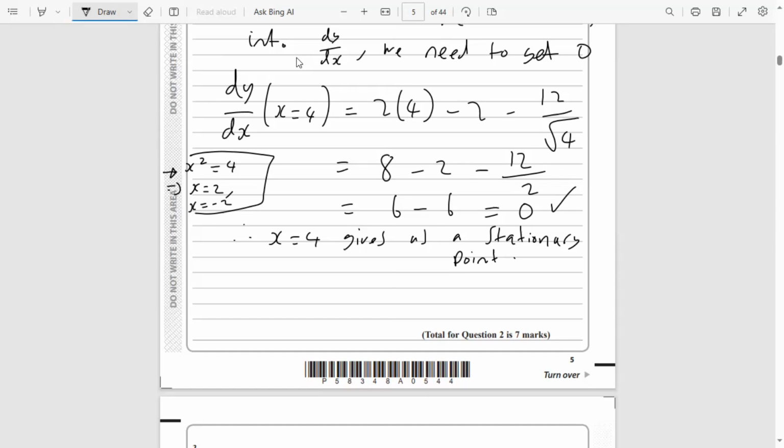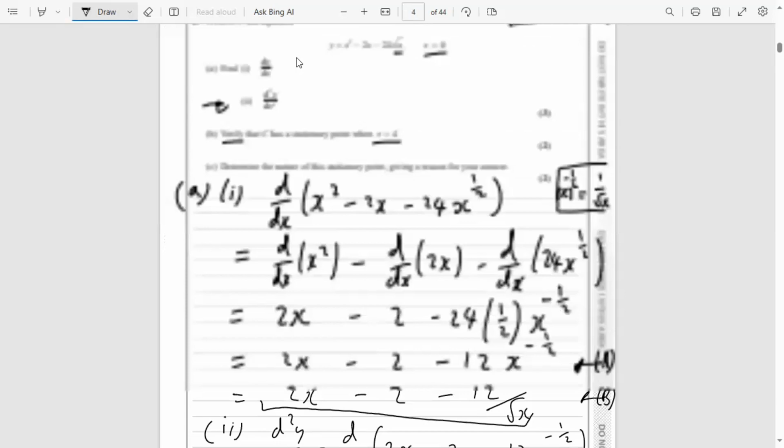But that doesn't mean the square root of 4 is negative 2 or positive 2. Square root of 4 is always positive 2. But when you solve x squared equals 4, you've got positive 2 or negative 2 as a solution. So just be careful of the distinction between the two. Anyway, right, back to the question.